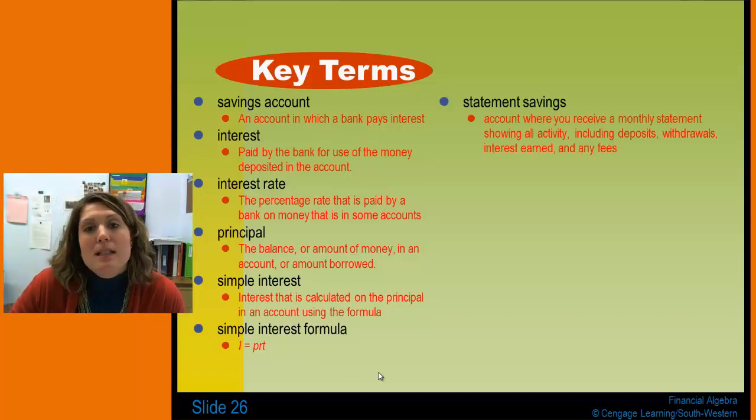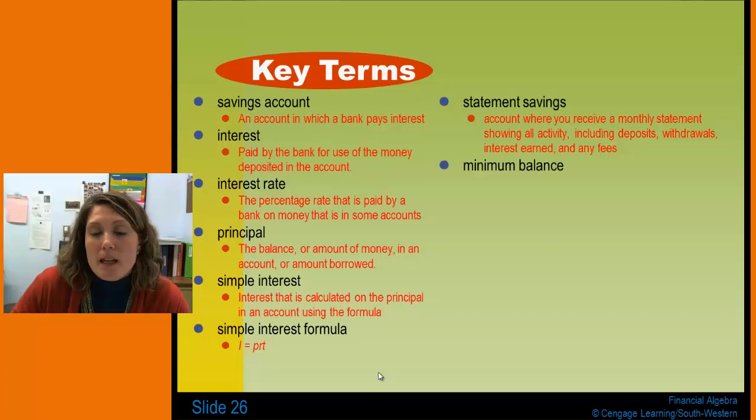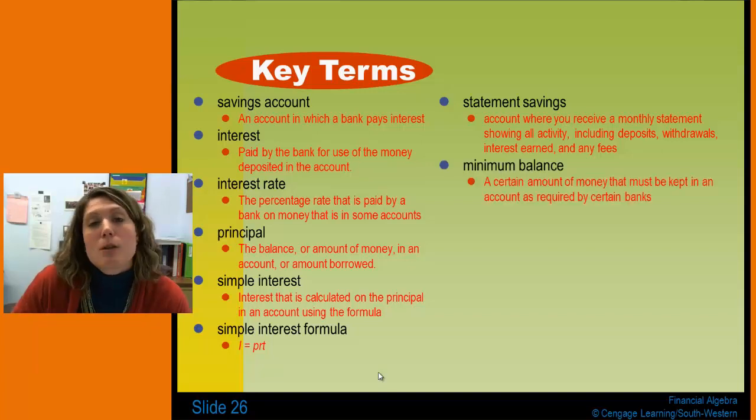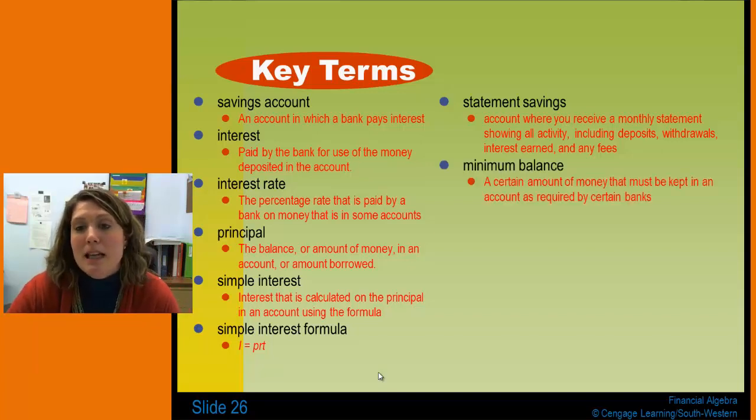Statement savings. This is a savings account where you receive a monthly statement showing all activity, including deposits, withdrawals, interest earned, and any fees. The minimum balance. This is a certain amount of money that must be kept in an account as required by certain banks.